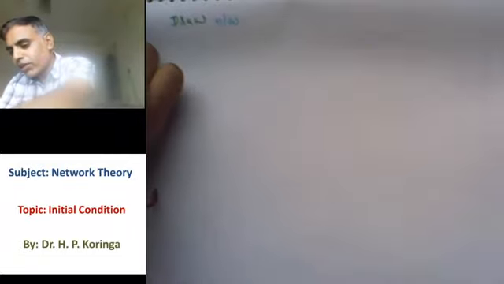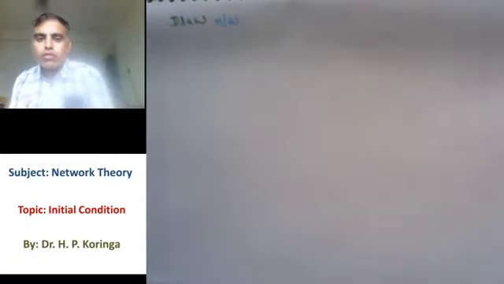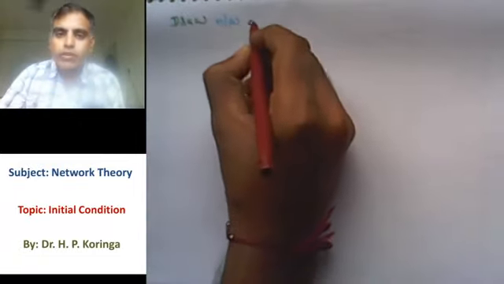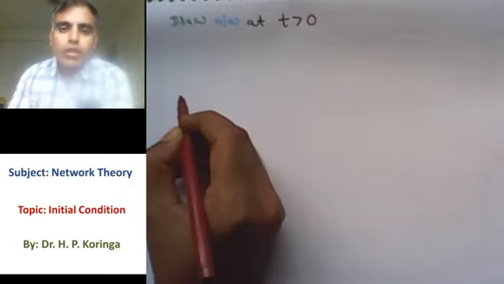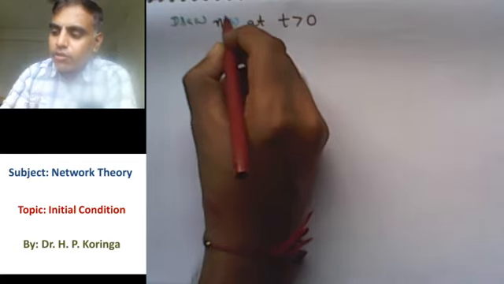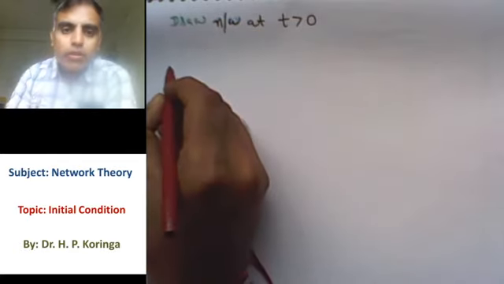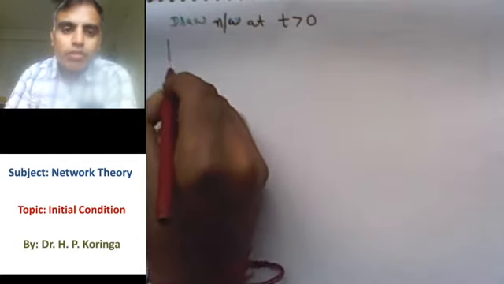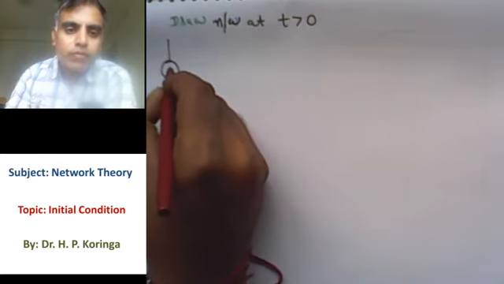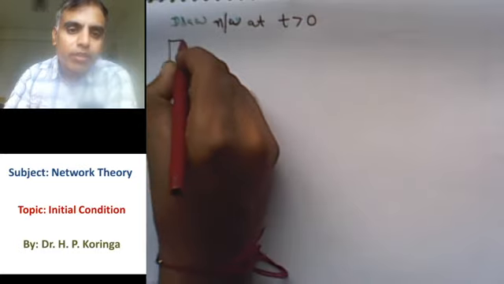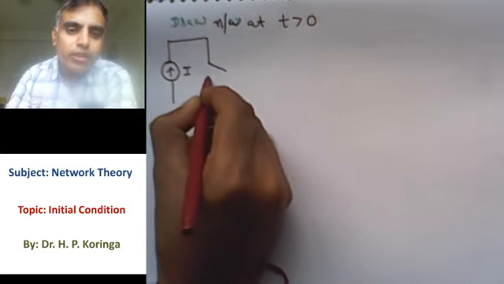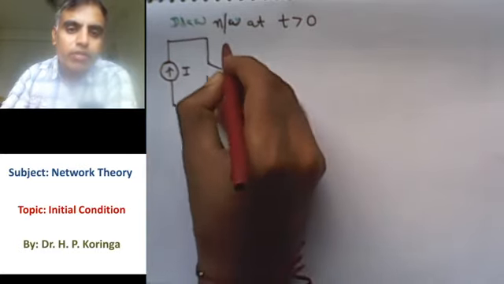Let me draw the network at t greater than or equal to 0. For t greater than 0, the switch works as an open switch. So this current I ampere is applied to an RLC circuit. The switch works as an open.